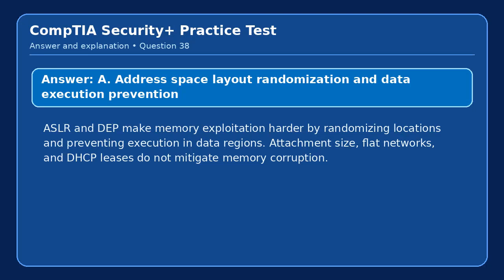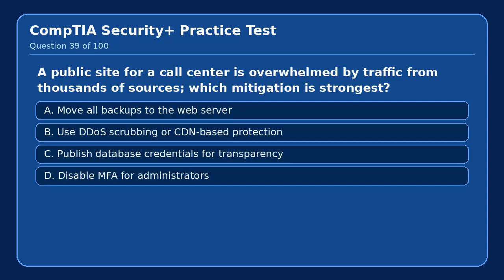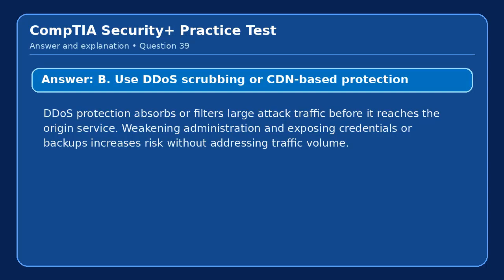Question 40. Which control helps prevent an on-path attacker from reading credentials to a distribution warehouse's portal? A. Allow expired certificates. B. Use plain HTTP for faster loading. C. Share a single account for all users. D. Enforce modern TLS with certificate validation. Take a moment to choose your answer. The answer is D. Enforce modern TLS with certificate validation. TLS with valid certificates encrypts traffic and helps clients verify the server identity. Plain HTTP, expired certificates, and shared accounts make credential interception or misuse more likely.